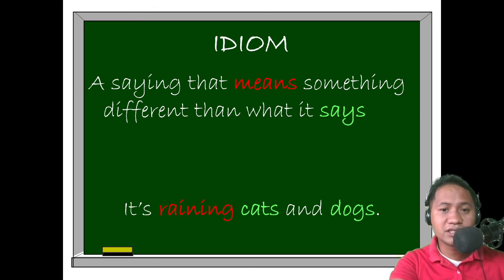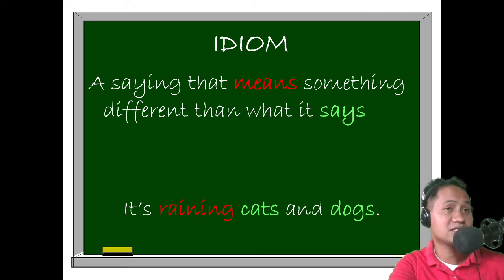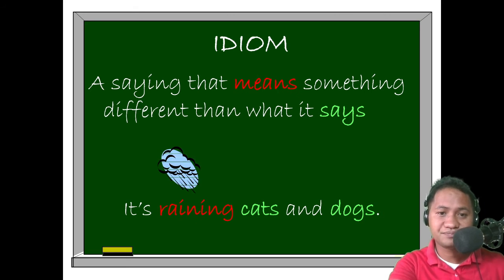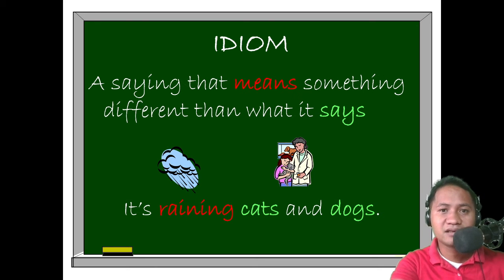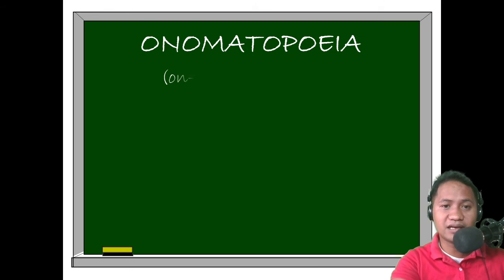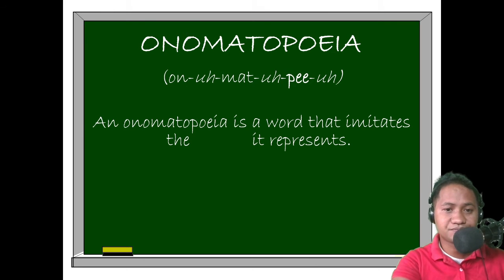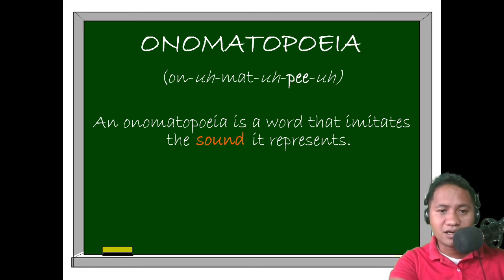Ang idiom nga nag-istorya ka nga lahi ang meaning. It's raining cats and dogs, pero ang pasabot nag-ulan ra. There are many figures of speech nga ma-research nato, no? And another example, ang onomatopoeia. Ang atong keyword diha is, onomatopoeia is a word that imitates sounds it represents.